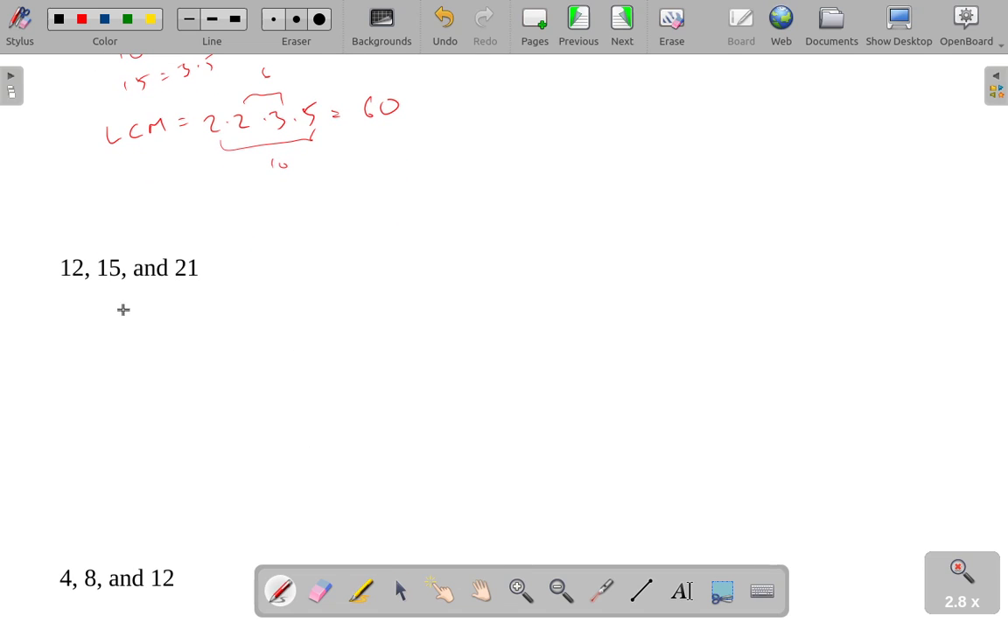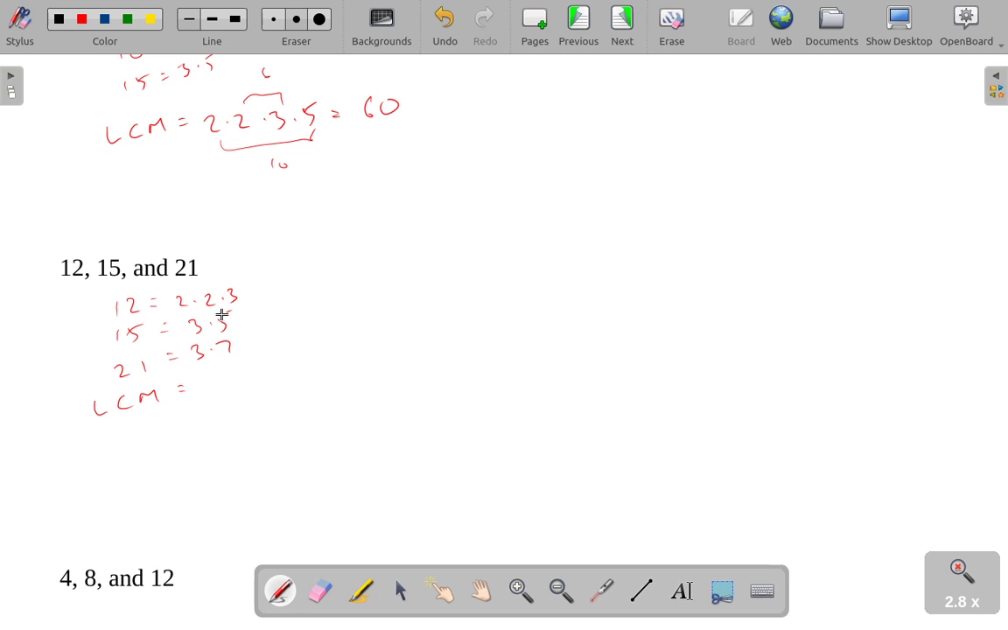Alright, 12 is 2 times 2 times 3, 15 is 3 times 5, and 21 is 3 times 7. I apologize if I'm going a little bit fast for finding the prime factorizations, but we've seen a number of these already. I've kind of assumed that you can do these by this point.